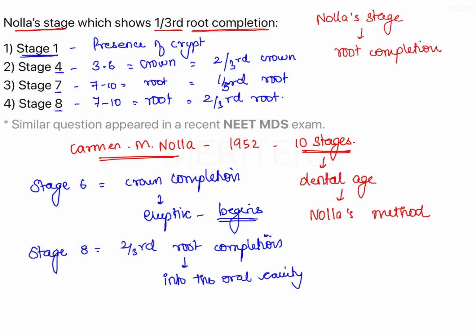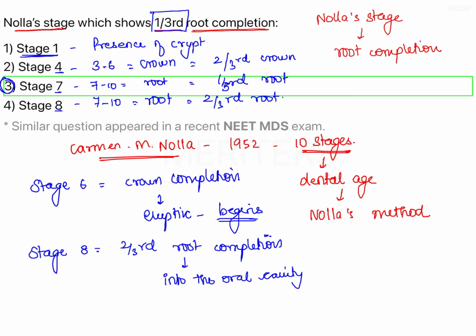Therefore, out of the given 4 options, the one which shows 1/3 root completion, because our question is 1/3 root completion, is nothing but option 3, which states stage 7. Therefore, the right answer here is option 3.